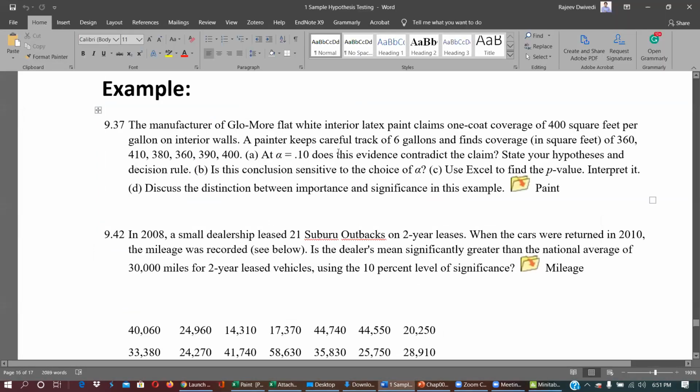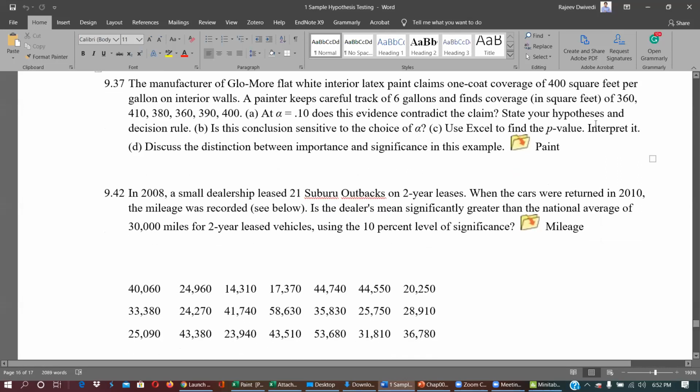The manufacturer of Glow More Flat White Interior Latex Paint claims one coat average is 400 square feet per gallon on interior walls. So this is a standard 400. He is claiming, but we would like to check whether his claim is correct or not. A painter carefully tracks 6 gallons and finds coverage in square feet of 360 in the first gallon, 360 in the second, 410, 380, and so on. At alpha 10%, does this evidence contradict the claim?